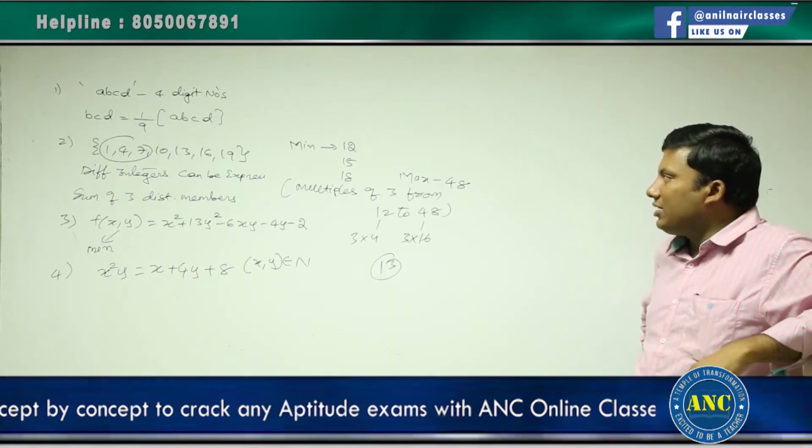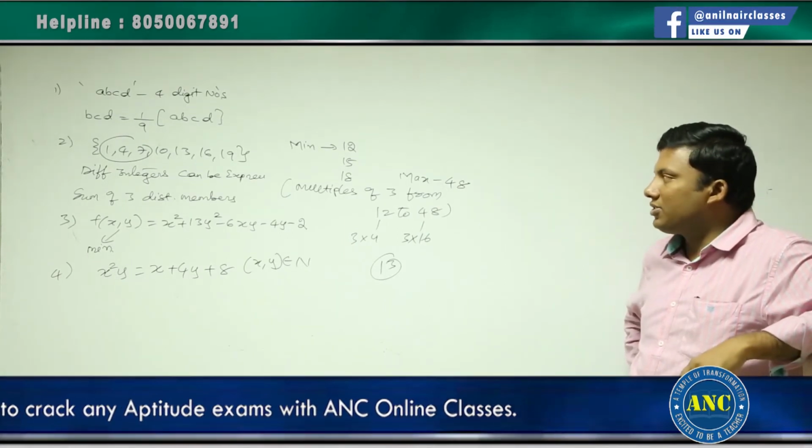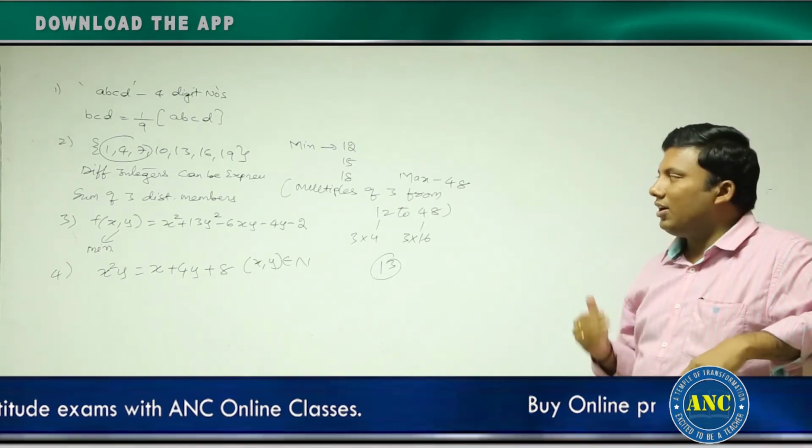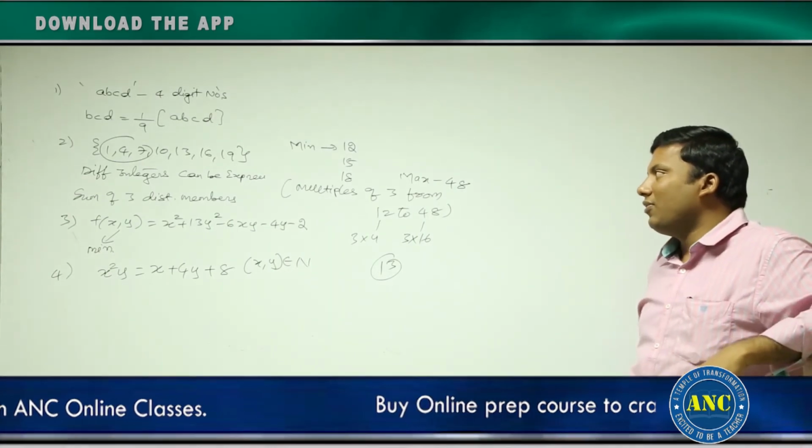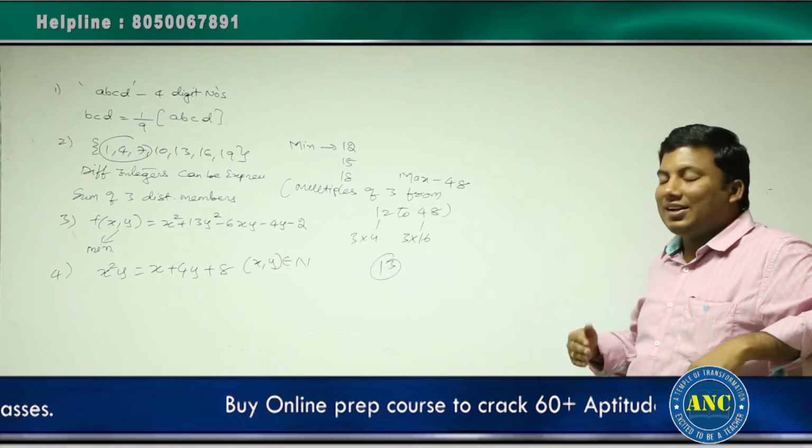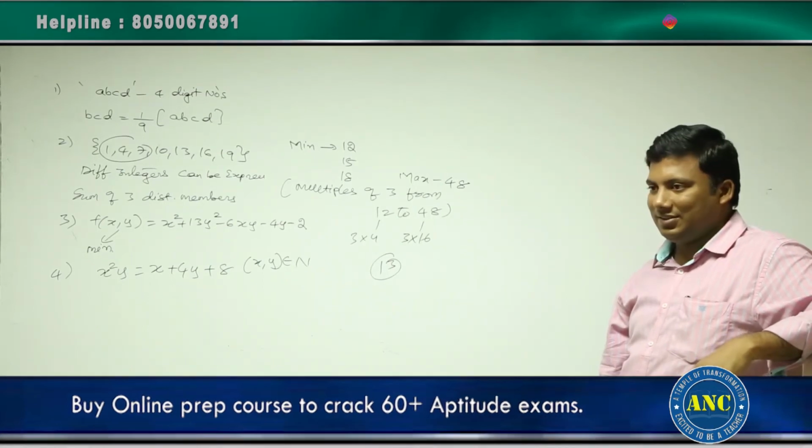Lowest is 12, highest is 48. All are multiples of 3. 1 4 7 is 12. 1 4 10 is 15. 1 4 13 is 18. 13 16 19 is 48.